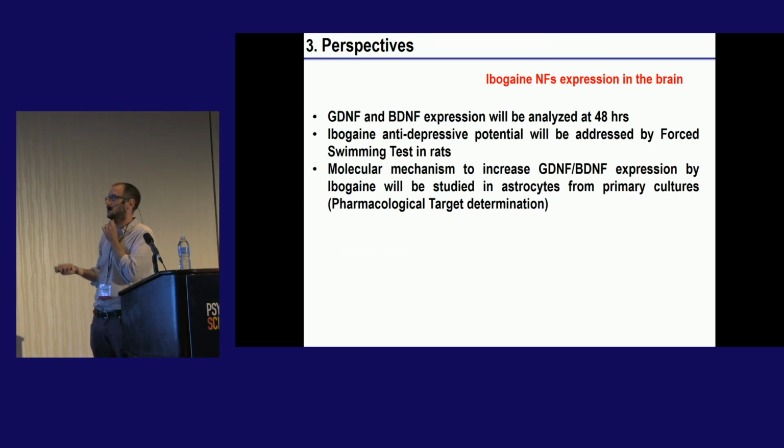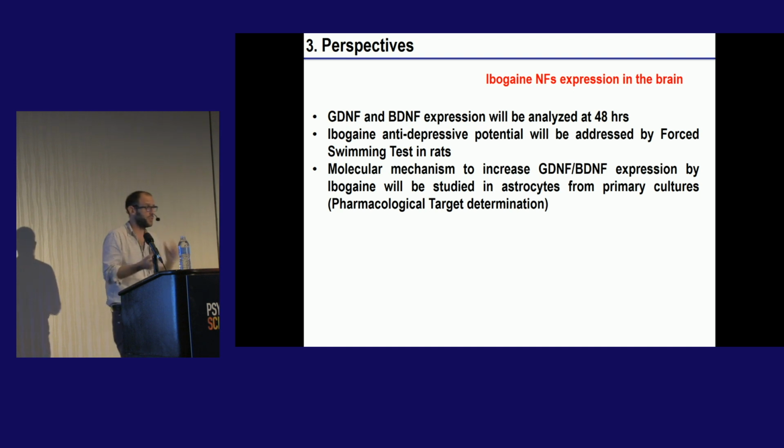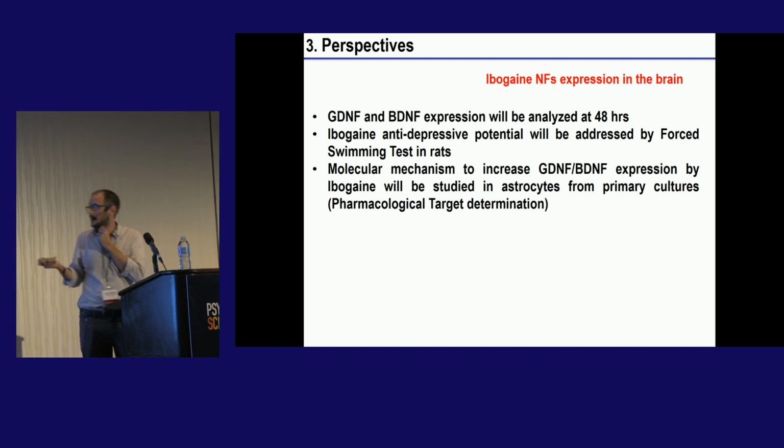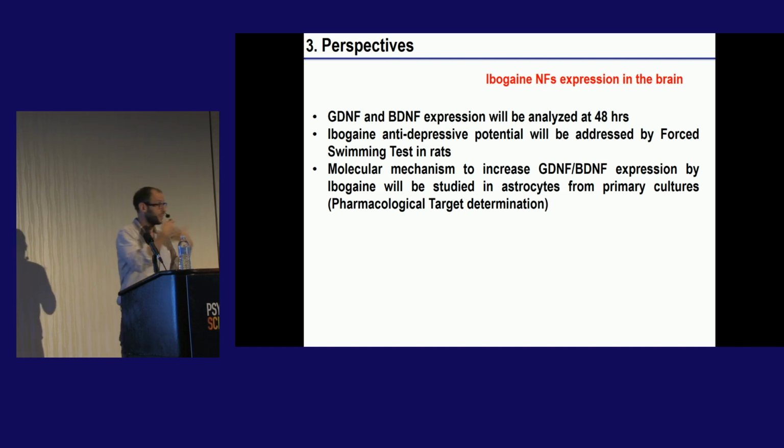So the perspective of the work, related to the first part I told you, is that we will see what happens with GDNF and BDNF at 48 hours, because the main idea is that maybe this could explain in part the long-term properties of ibogaine. Also, we are going to pursue some forced swimming tests in rats. That is a model to test for depression after 24 hours, to see if that increase in BDNF that we see could be related to this antidepressant property.